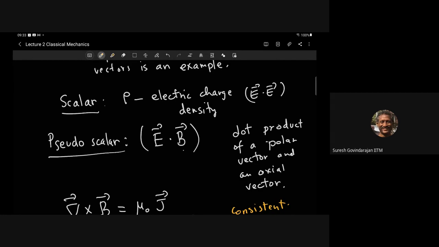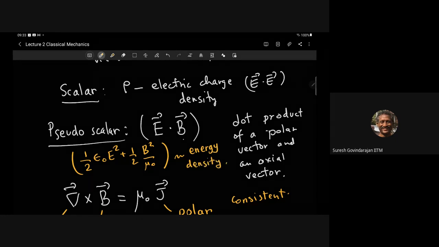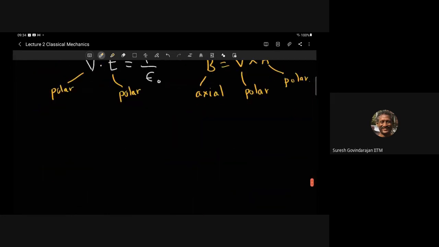For instance, another one: half epsilon naught E square plus half B square by mu naught. This is also a scalar under rotations. This is the electromagnetic energy density. This is a scalar because the dot product of two polar vectors is a scalar. Similarly, the dot product of two axial vectors is also a scalar. So we can go ahead and assign these things properly. I'll pause here. Are there any questions?